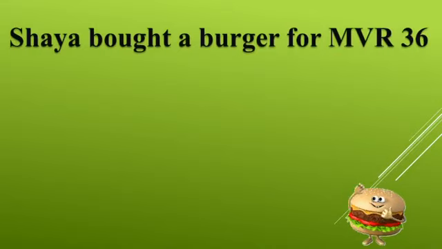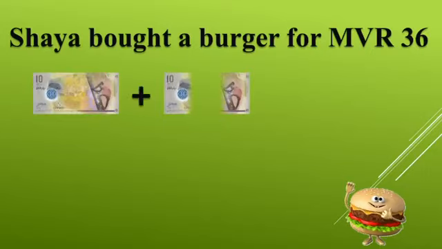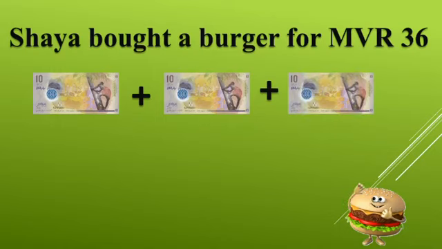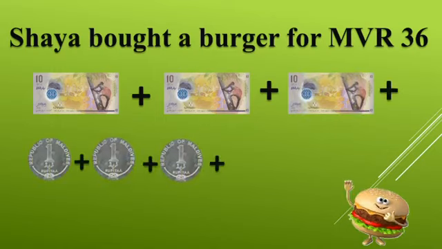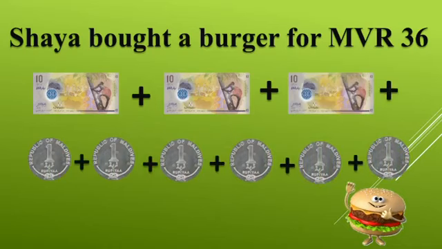Shaya bought a burger for 36 rupiah. So this time Shaya adds 3 notes of 10 rupiah and 6 coins of 1 rupiah. So it gives 36 rupiah in total. This is the one way we can partition 36 rupiah. So let's look at the second way we can partition the amount of 36.